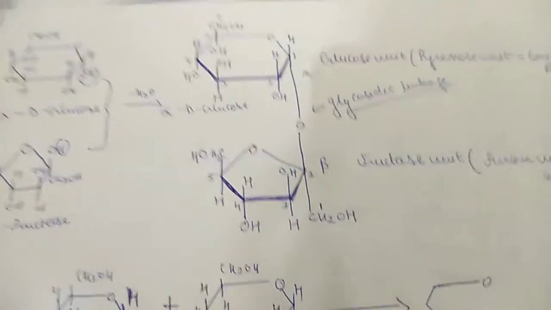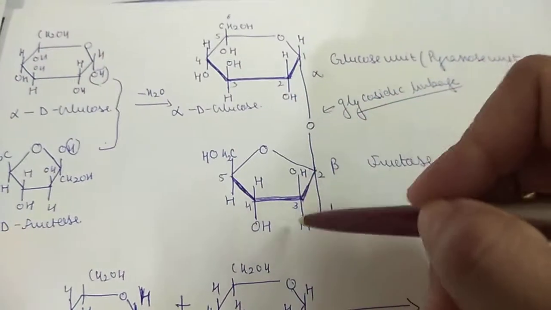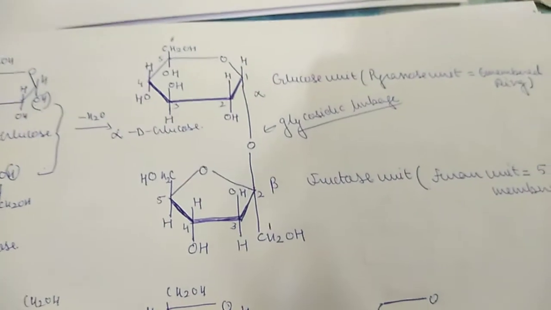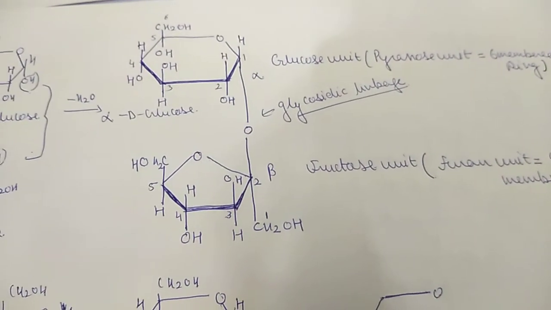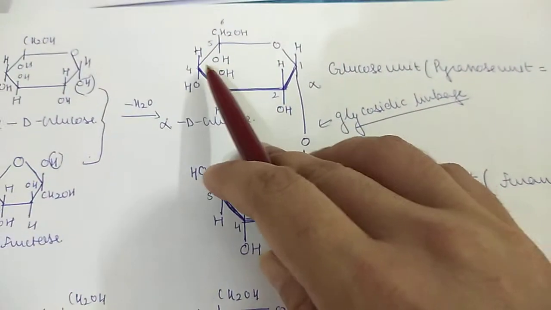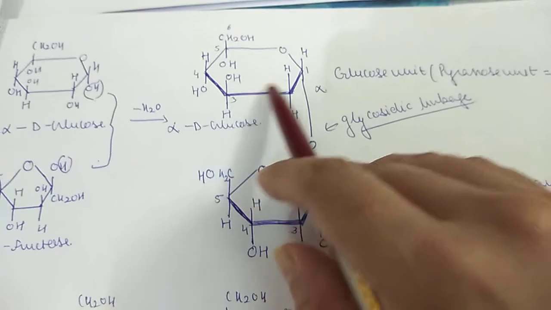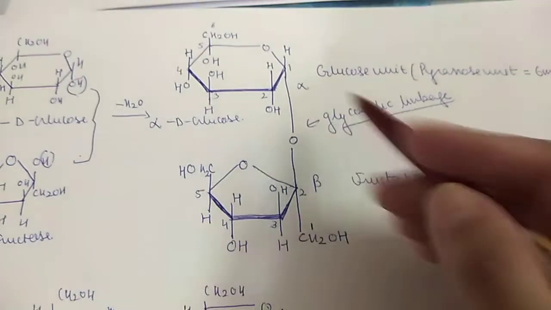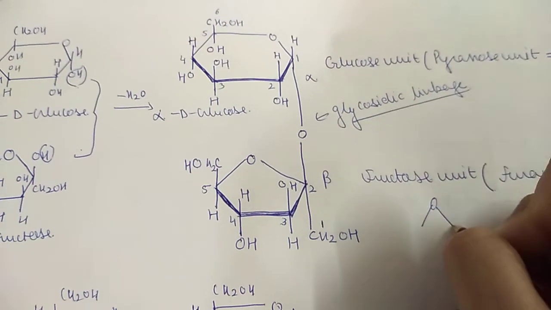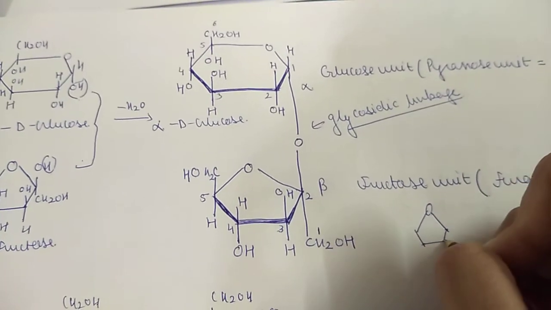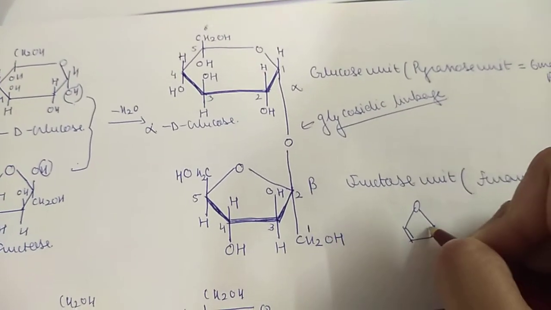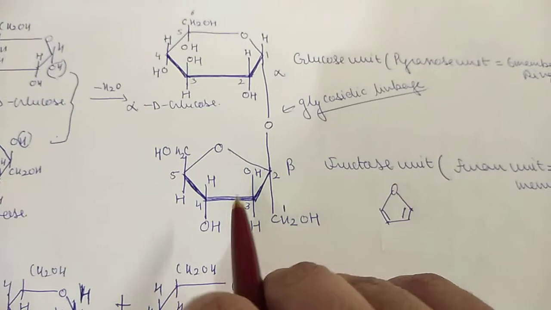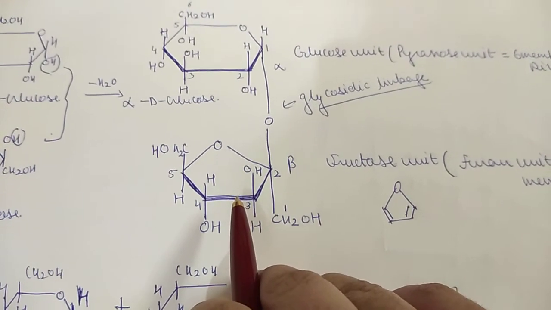So we have a glucose unit, and this is sucrose. This is the Haworth projection formula of sucrose, and in sucrose we have a glucose unit and a fructose unit. I told you before, this is the pyranose unit. And this is the furan. The structure of furan is this. In heterocyclic compounds we study furan. So this unit is derived from furan, so this is the furanose unit.